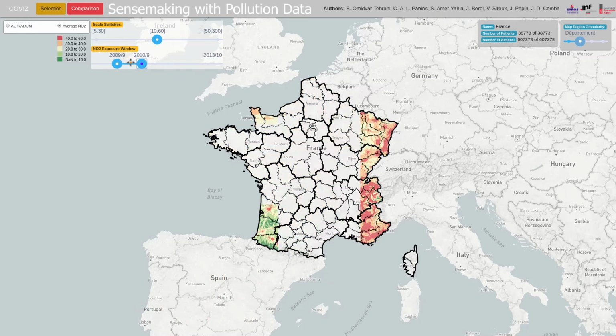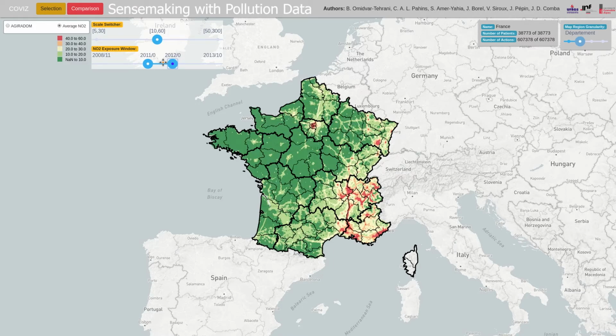COVIZ enables experts to set exposure windows and observe the aggregation of pollutant values in different regions. For instance, we set 2010 to 2011 as the exposure window and observed that the northeastern region of France was highly polluted then. However, we also observed that this effect is temporary, as the volume of nitrogen dioxide is significantly lower in the period of 2011 to 2012.